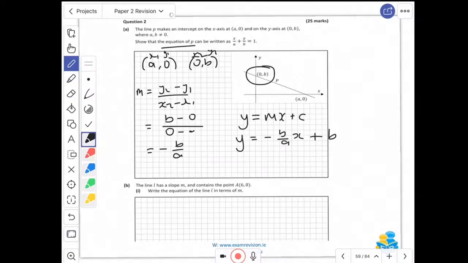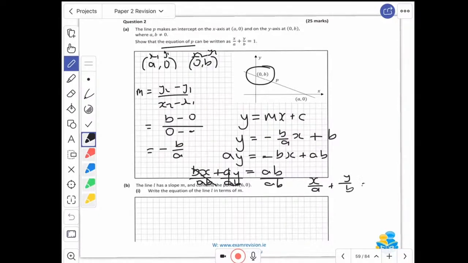So what you might want to do first of all is get rid of the a for a second. If we multiply everything by a, we get ay equals minus bx plus ab. If I bring everything over, I get bx plus ay is equal to ab. Then we'll divide everything by ab, because I know I want the right hand side to be 1, and they're going to cancel, so I'm left with x over a plus y over b is equal to 1, and we get our final answer there.